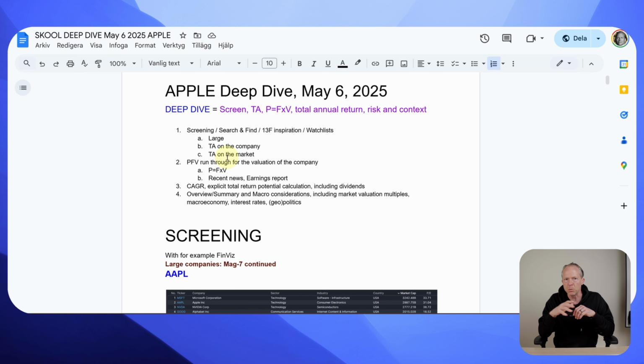After that, we continue with the price equals F times V part, which is the meaty part of a deep dive. That's where we try to use historical patterns for F, fundamentals, and historical values and patterns for V, the valuations. So we go from historical fundamentals to future fundamentals to forecast as best we can.